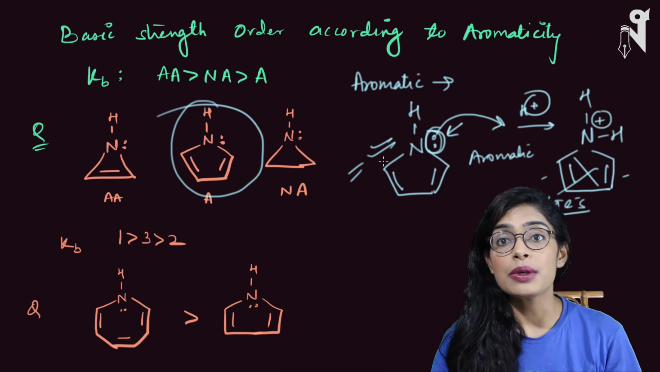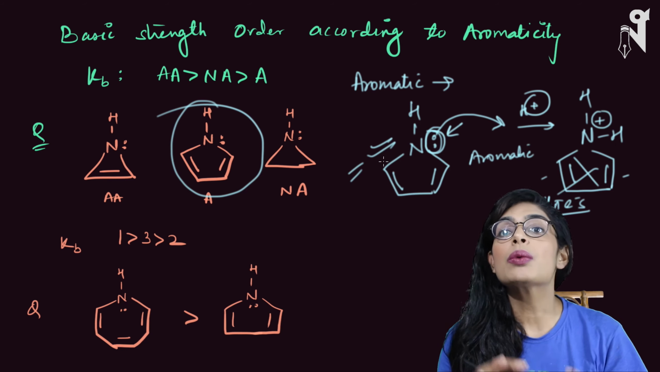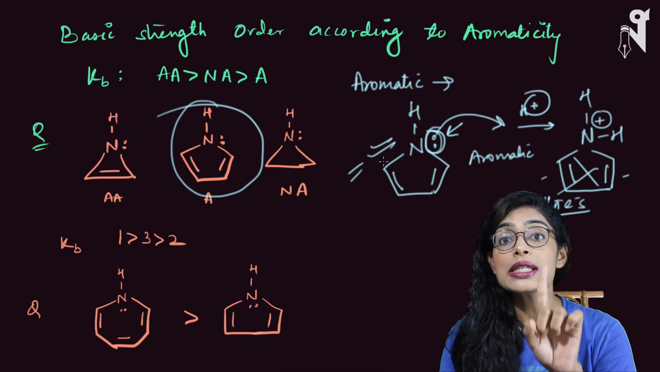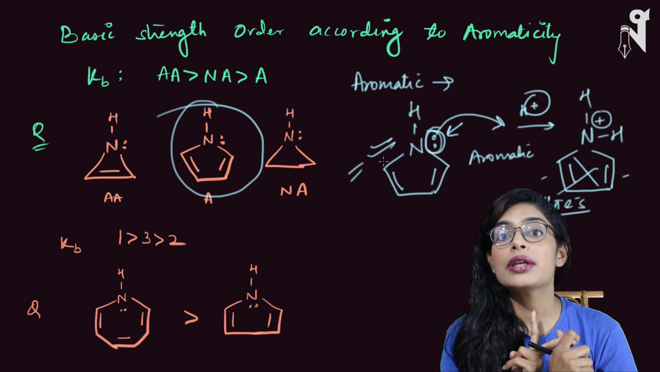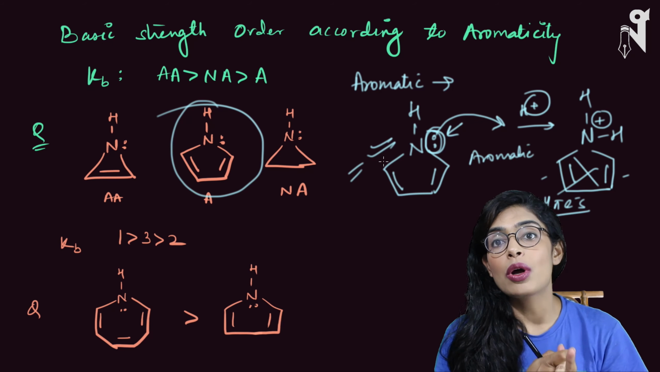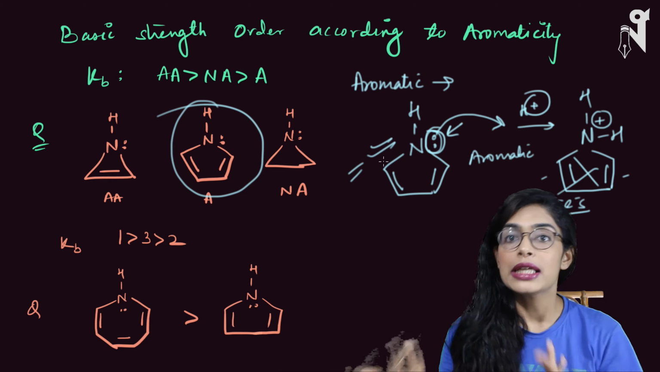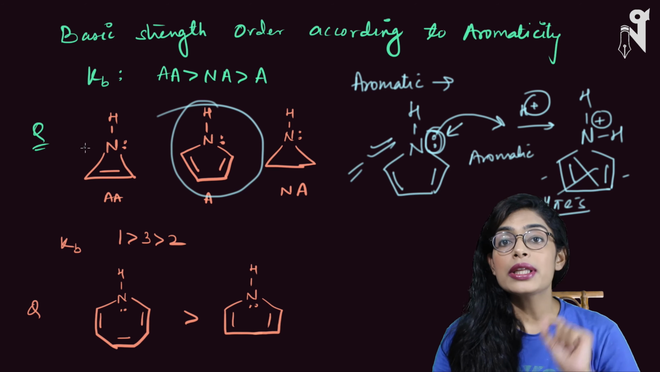So if somebody asks me whether this molecule will show the basic behavior, it can, but it would not prefer to do so. Even though it has the pair of electrons, its basic strength is very low due to two reasons. One is its lone pair is involved in the resonance, and this molecule is losing its aromaticity by giving its pair of electrons or by taking H plus ion. This is one funda, and this is for the aromatic compound.